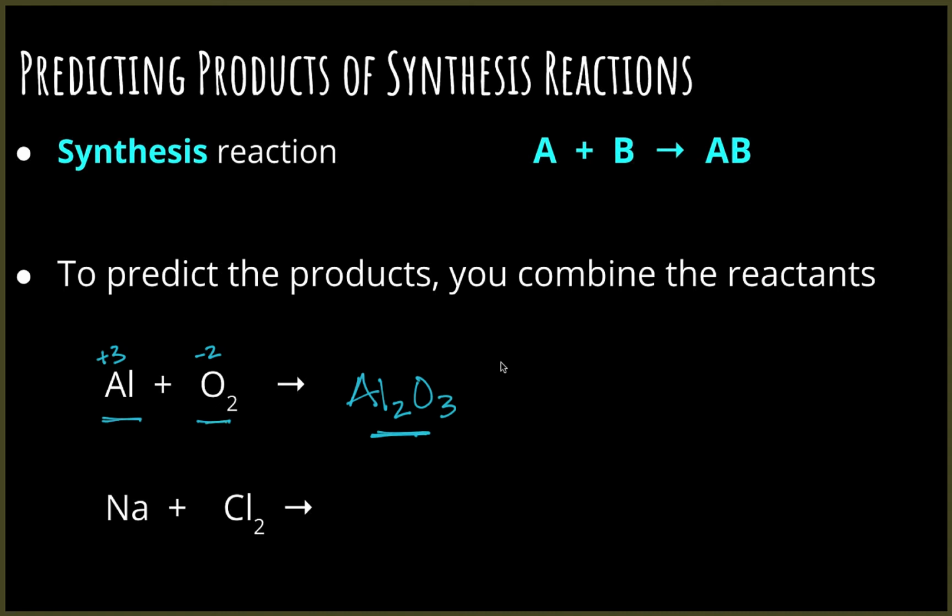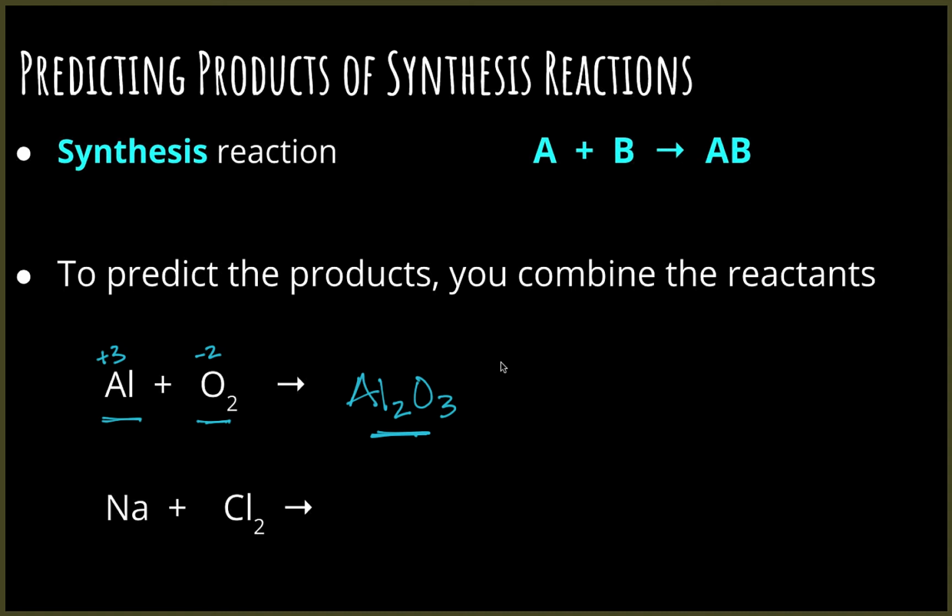So notice the difference between the product and the reactant. I didn't just take those reactants and stick them together. When you form the products, you always refer back to those charges. If these are ionic compounds, you refer back to those charges, you crisscross the charges, and then that forms the new compound. Then the last thing you're going to do here is balance the equation.